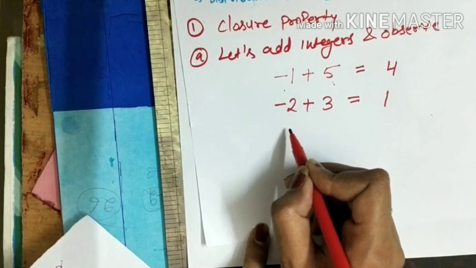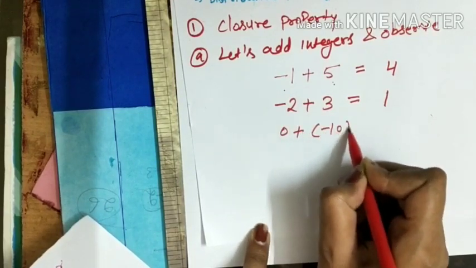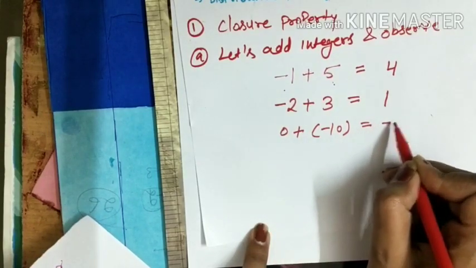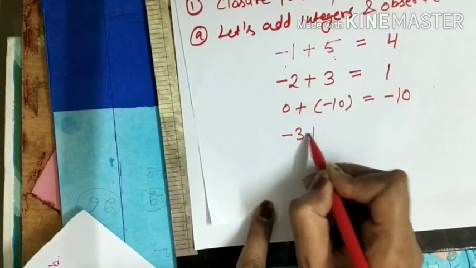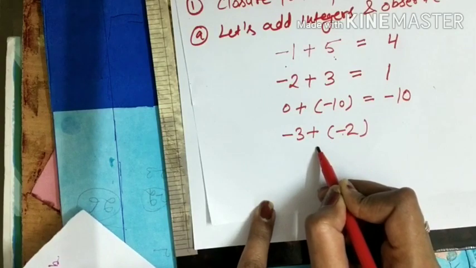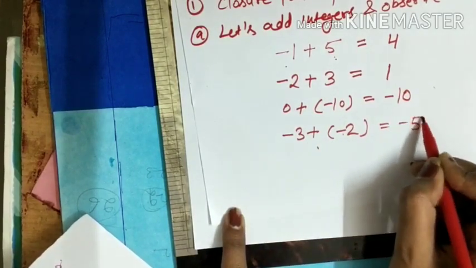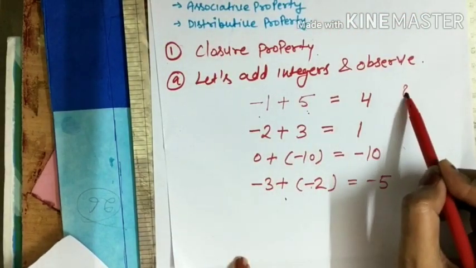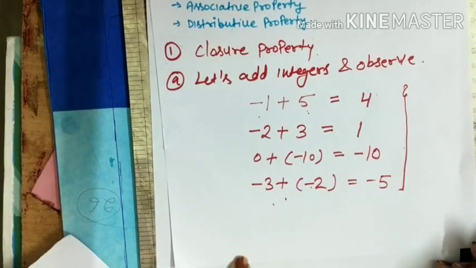Again, if I write 0 plus minus 10, now you can see 0 minus 10 will be minus 10. Again, if I write minus 3 plus minus 2, as you know, plus minus will be minus. So minus 3 minus 2, again it will be minus 5. What do you observe, children? If we are adding integers, we are getting integers only.